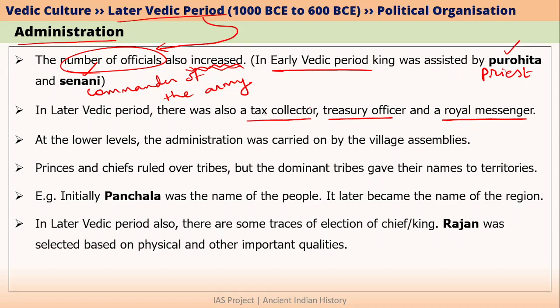So, this was about the administration at higher levels. But at the lower levels, the administration was mainly carried out by village assemblies. Moreover, princes and chiefs also ruled over the tribes.